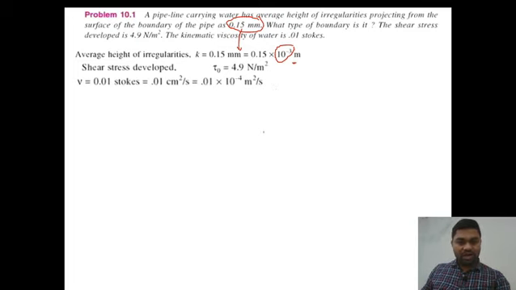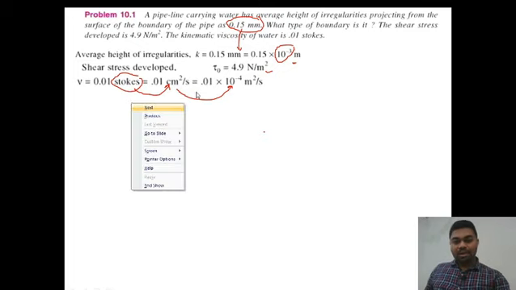Generally, stokes is the name given for the unit centimeter square per second. As we are converting everything into meters, convert this centimeter square per second into meter square per second. We can do it by multiplying with 10 to the power of minus 4. So, kinematic viscosity is 0.01 into 10 to the power of minus 4 meter square per second.